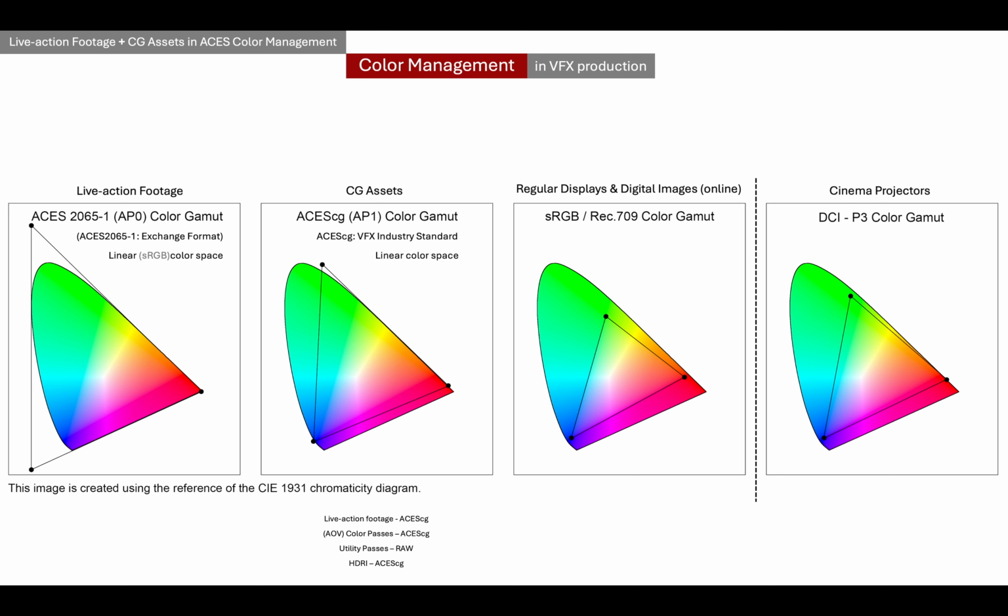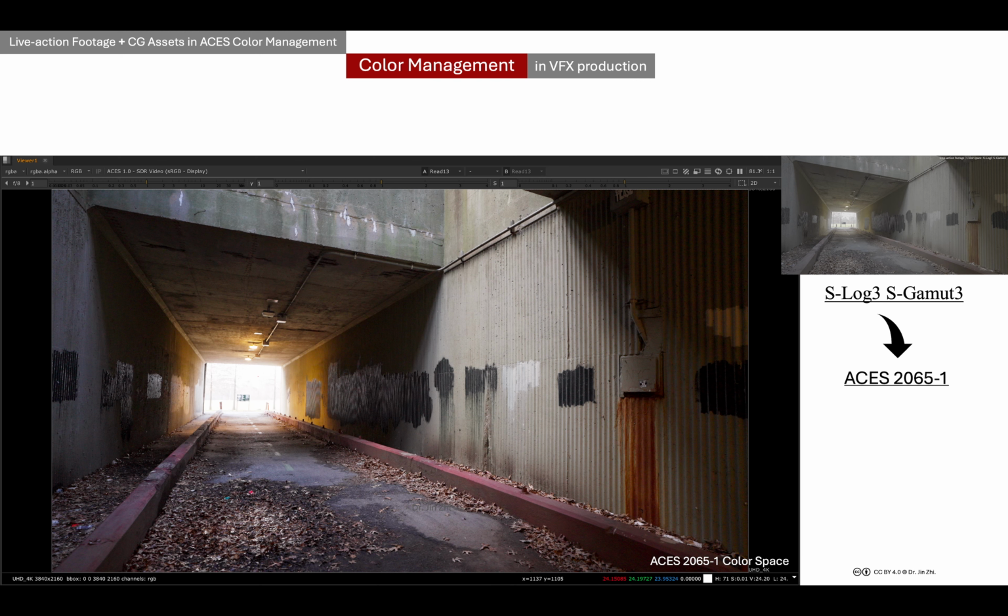Under the ACES CG color gamut, we have listed 4 different elements which should be used in different color spaces, for instance, live action footage and rendered AOV passes and utility passes, and also HDRIs. Now let's take a look at how these different color gamuts are applied in this project.